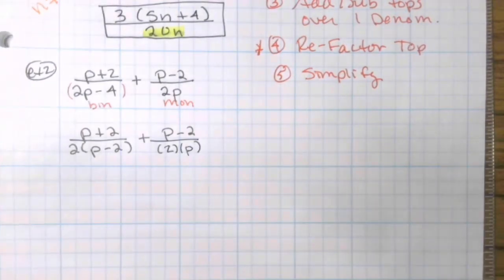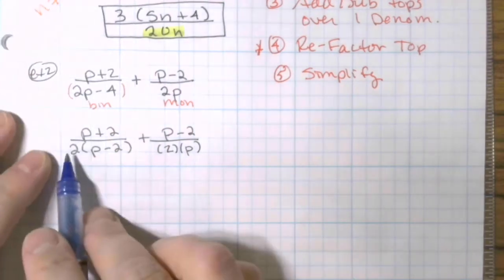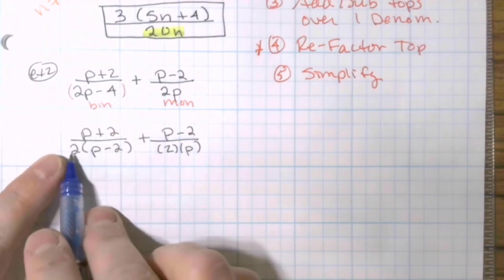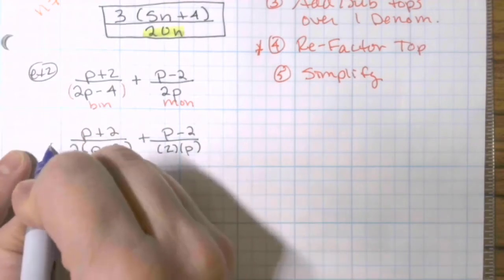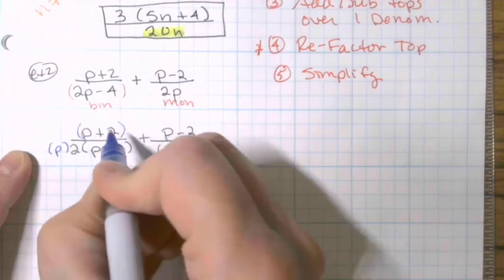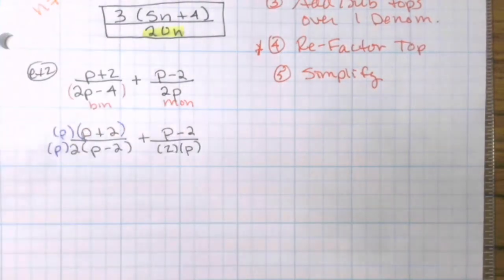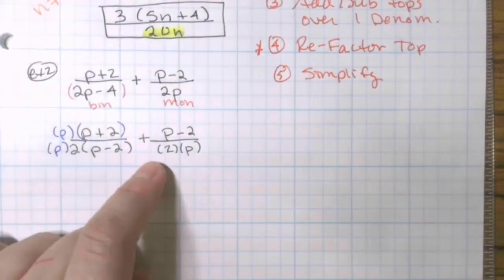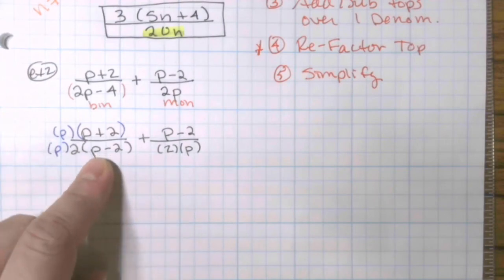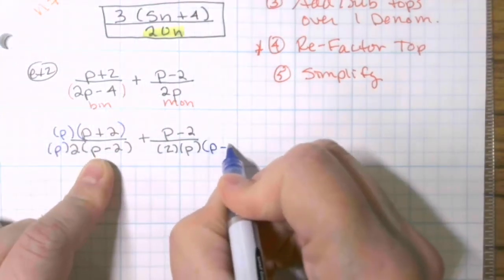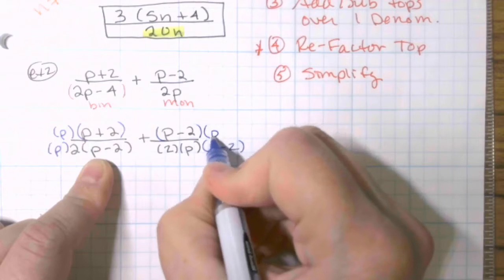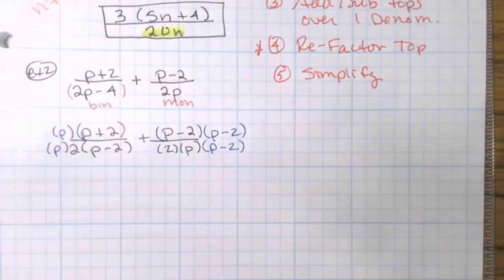Okay, so we've factored the denominators. Now we're going to multiply by the missing factors over themselves. This denominator has a 2. It needs a monomial p. So I'm going to multiply by p over p, putting the top in parentheses. The second one has a 2 and a p. It doesn't have a p minus 2. So we're going to multiply by p minus 2 over itself. Again, use your parentheses.